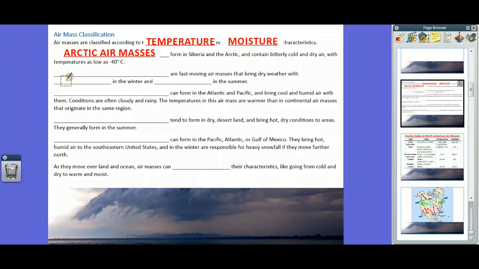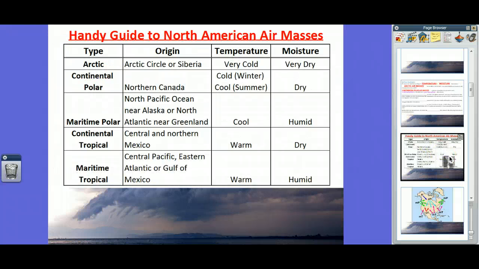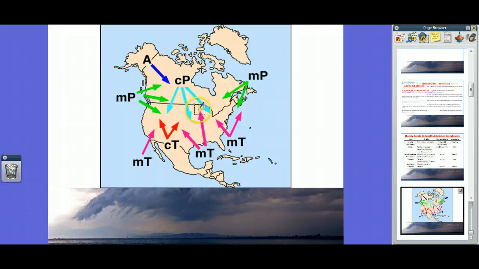The next one is what we call continental polar air masses. They're fast moving, and they bring dry weather with cold weather in the winter and cool weather in the summer. The continental polar air masses are what dominate Canadian weather, especially in Western Canada, and most of the northern United States. What you have is cold in the winter, cool in the summer, and it's also very dry because it's continental. It's over land, so there isn't a lot of moisture being picked up. It originates over north central Canada and pushes down.